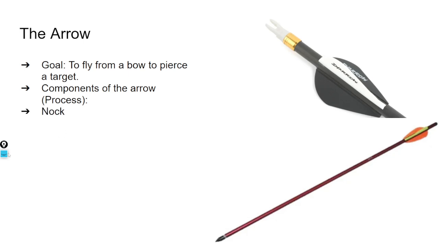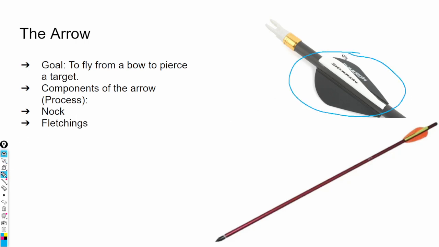So the first thing we'll look at when we look at an arrow is the nock. And the nock is very important, because we cannot shoot the arrow if we don't have the nock, because the nock is used to latch onto the string. Very basic, very simple, but very important. And then the fletchings allow the arrow to fly smoother, and help with the aerodynamics and stuff like that.